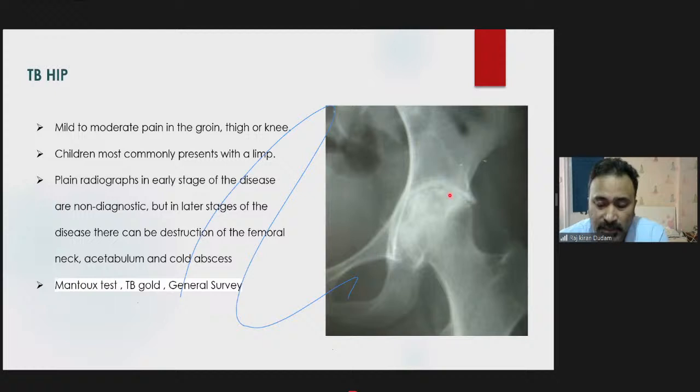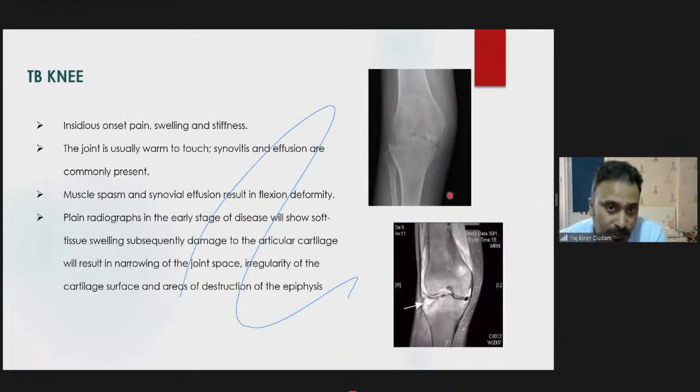Sometimes this patient who had hip arthritis had big lymph nodes in the neck. So when we did a lymph node biopsy, it showed caseous necrosis and was treated for tuberculosis. Apart from that, Mantoux test, TB Gold, and other investigations, whole body PET CT scan can also help us to identify these problems. And MRI also is very helpful.